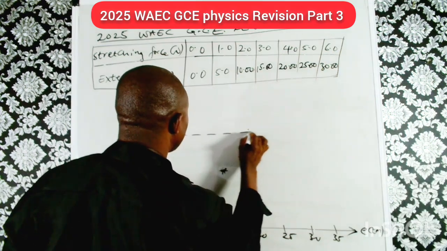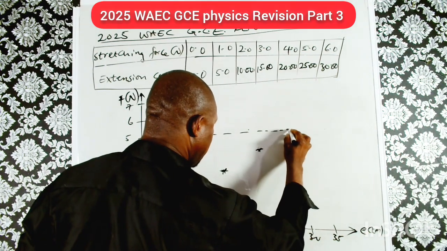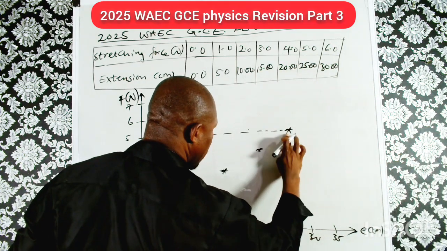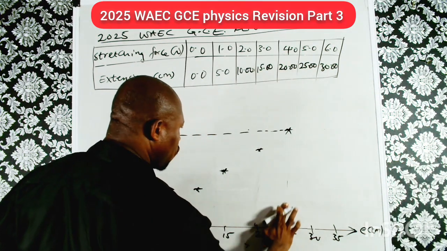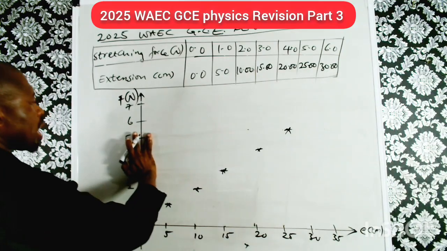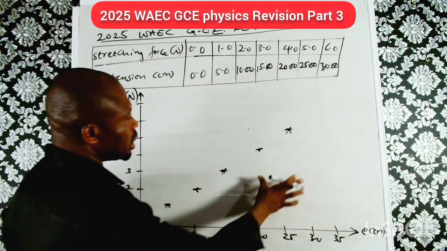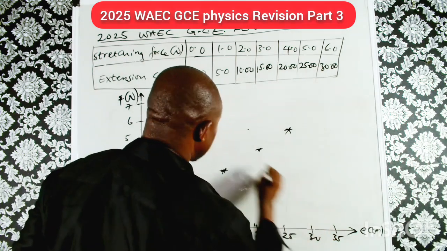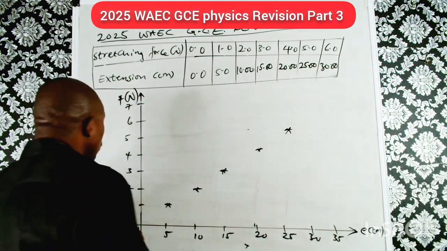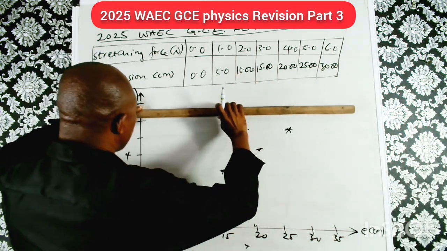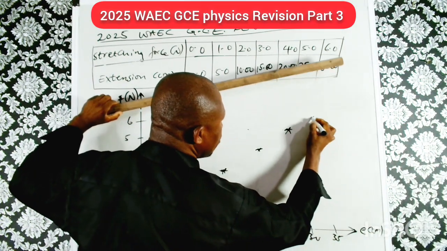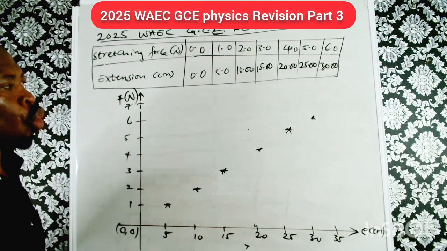5 against 25. You can plot here. Then clean off the other ones. Clean them off so that your work will be neat. Now, last one is 6 against 30. So, I can put this like this. Under 30, I can have it another way so that your work will be neat.